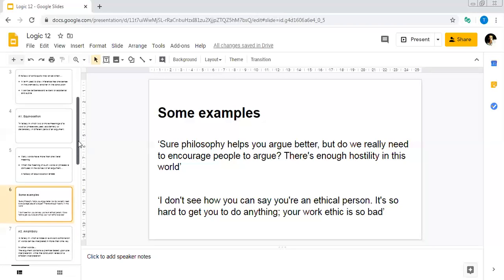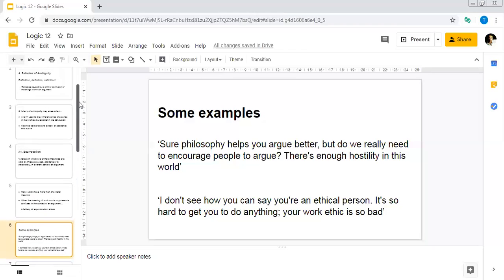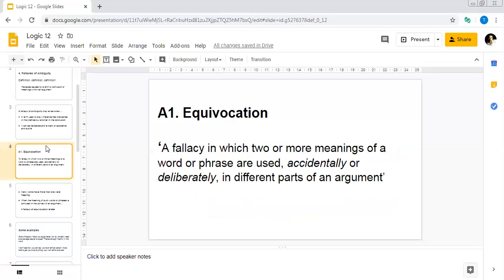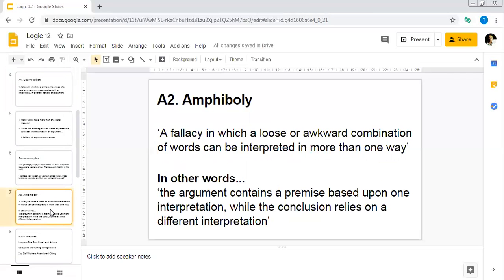So that is the first one, which is A1, equivocation. If you have any doubts, questions, or suggestions, write to me about this. Do check it online also. I'm sure there's plenty of material out there.